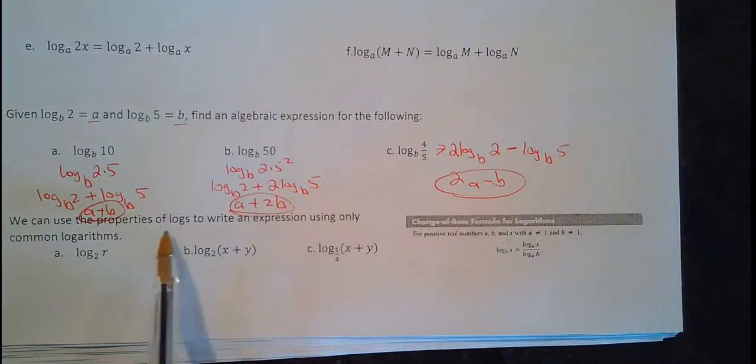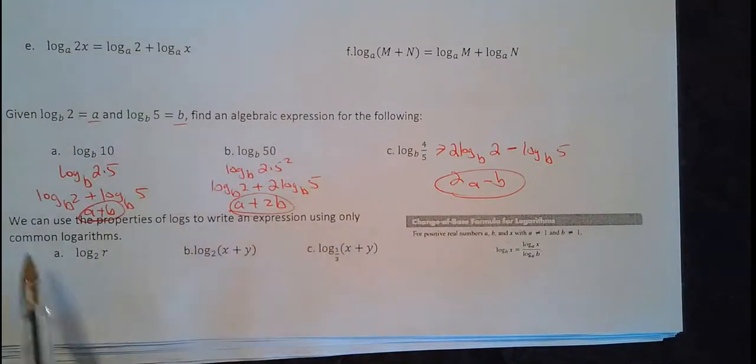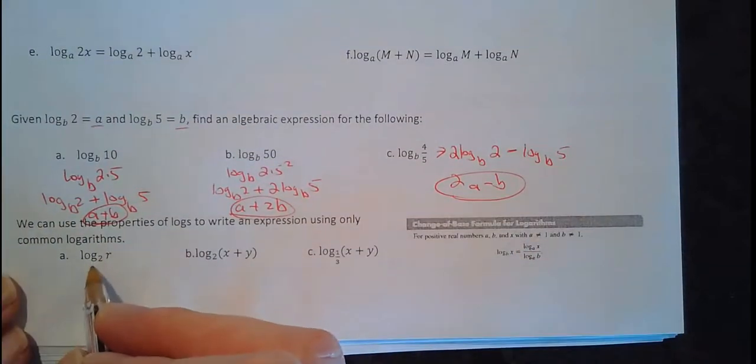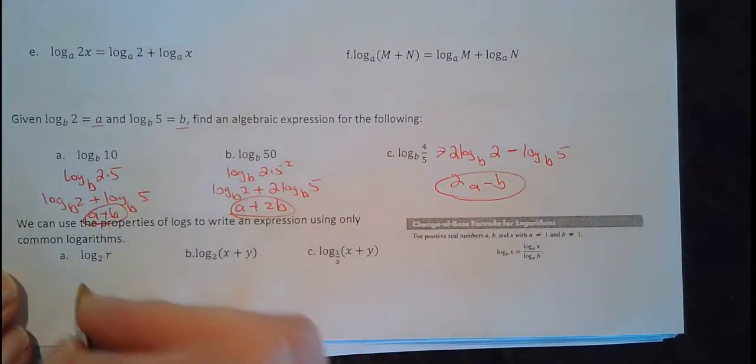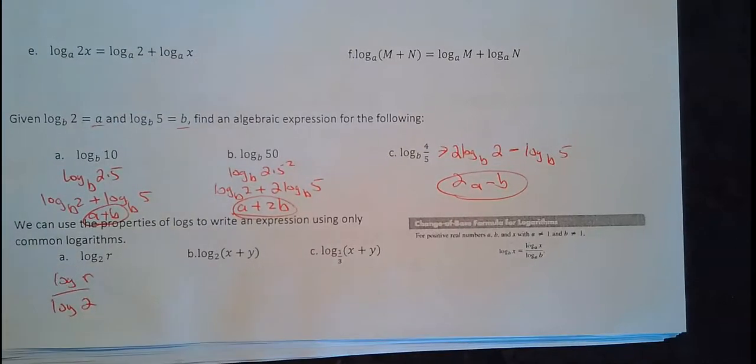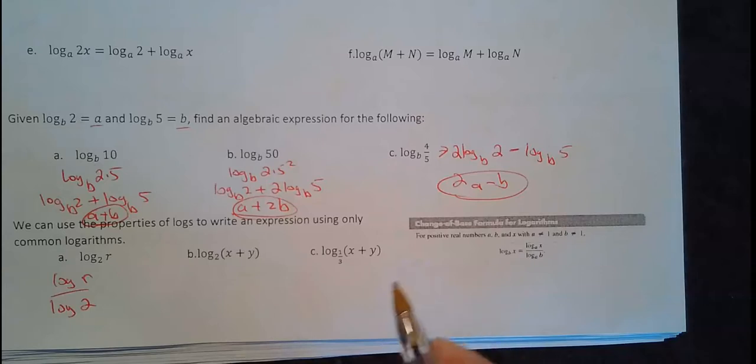We can use the properties of logarithms to write an expression using only common logs, and this is just a change of base. So this one here, if I did common log, this would be log r divided by log 2. And I can't simplify that because log 2 is not a nice neat whole number. I don't know what the exponent is for 10 that gives me 2, so I'm done with that.